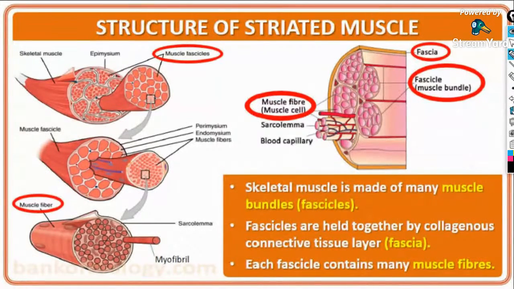So we studied three different parts. A skeletal muscle is made up of muscle bundles called fascicles. Then the fascicles are held together by a collagenous connective tissue called the fascia, and each fascicle contains many muscle fibers. Clear?